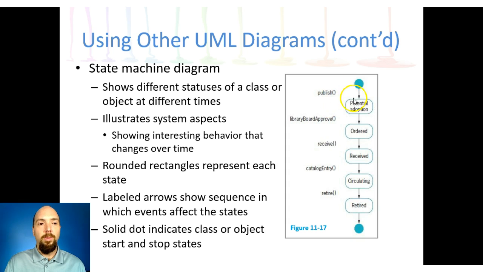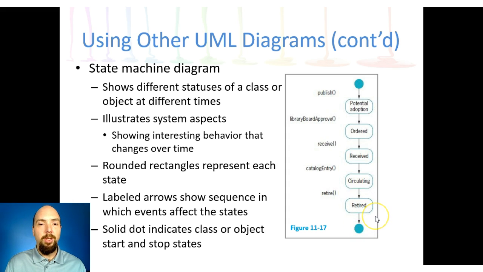That's a state diagram. So we're not stating exactly how the program works. We're just simply stating these are the major steps that are going to occur throughout the program. So in this case, we're looking at publishing a book. So potentially adopting it, we're going to wait for the library to approve it, then we order it, we receive the book, we add it to the catalog, then it becomes part of our circulation, and then at some point the book would get retired, and then our program ends.